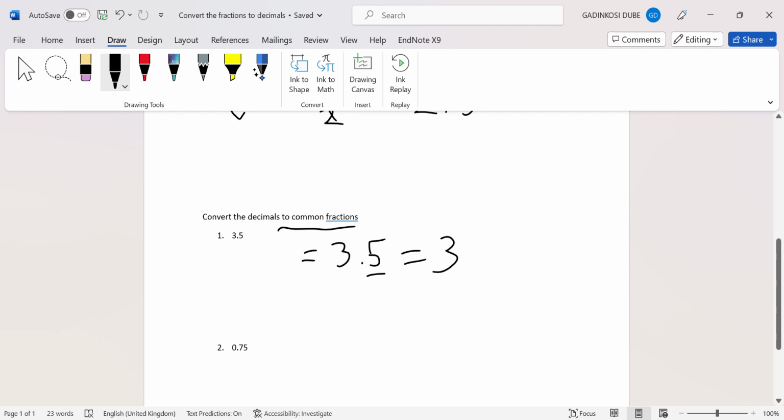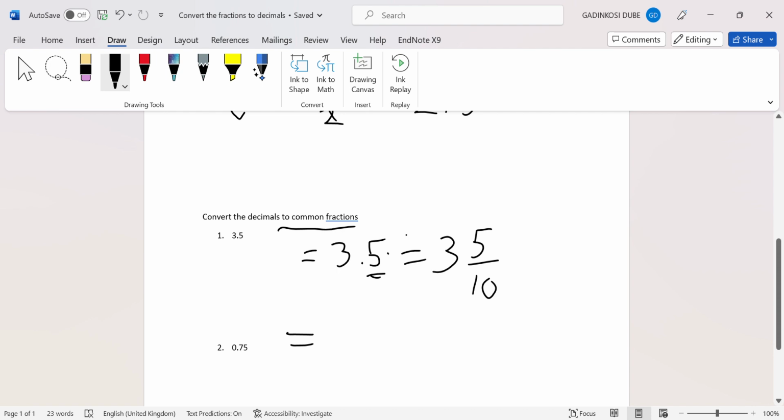So now this is 5. Since after the decimal point you've got tens, then hundreds, and then thousands. So this is 3, and then this is 5 all over 10. The first one is tenths. Tenths, hundredths, thousandths. So that's how you convert it. And then the same thing applies here.